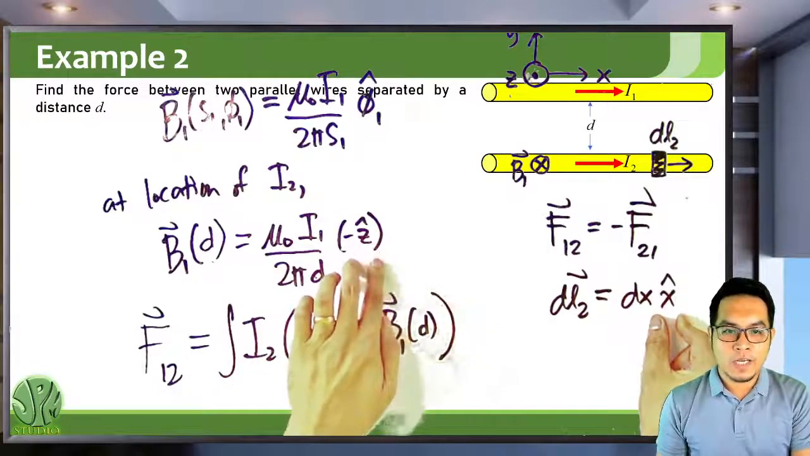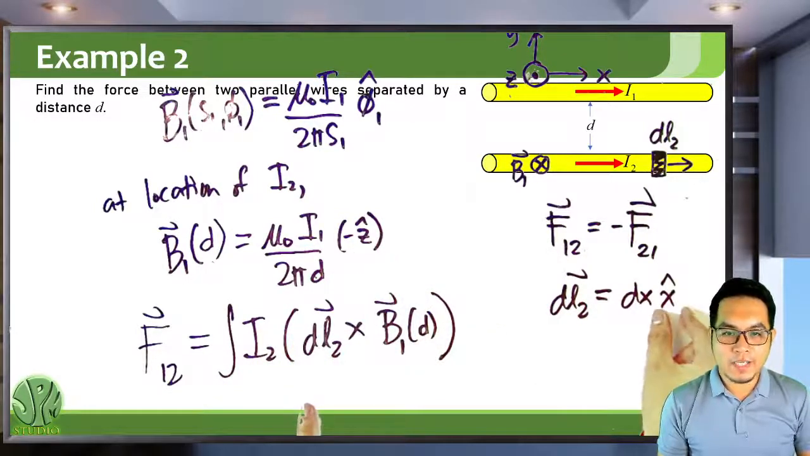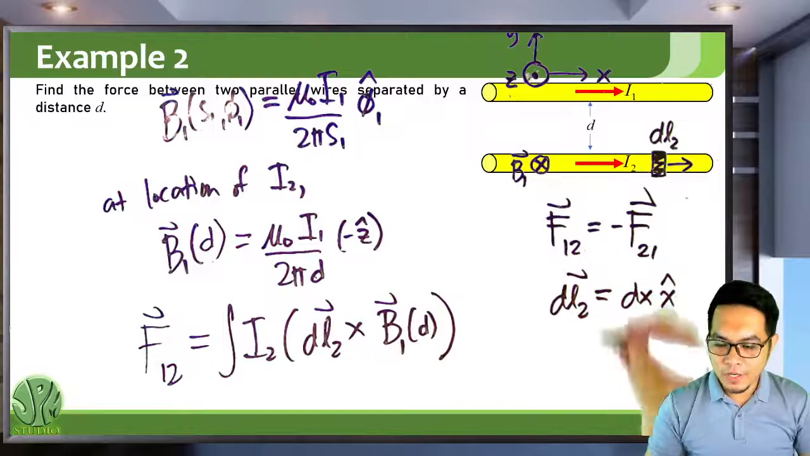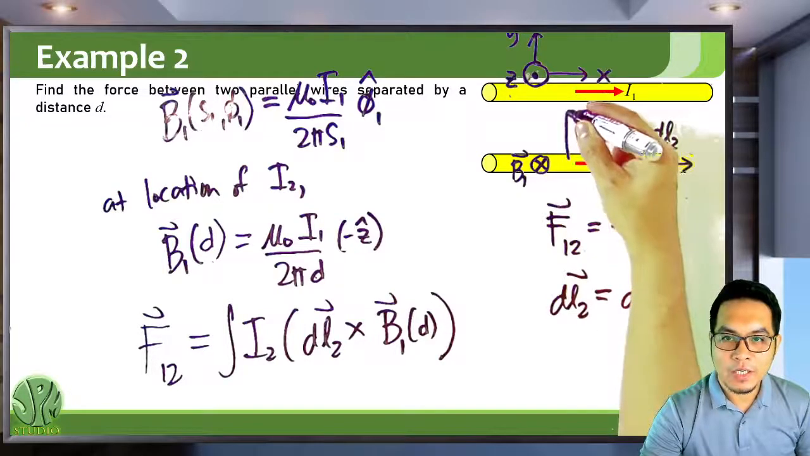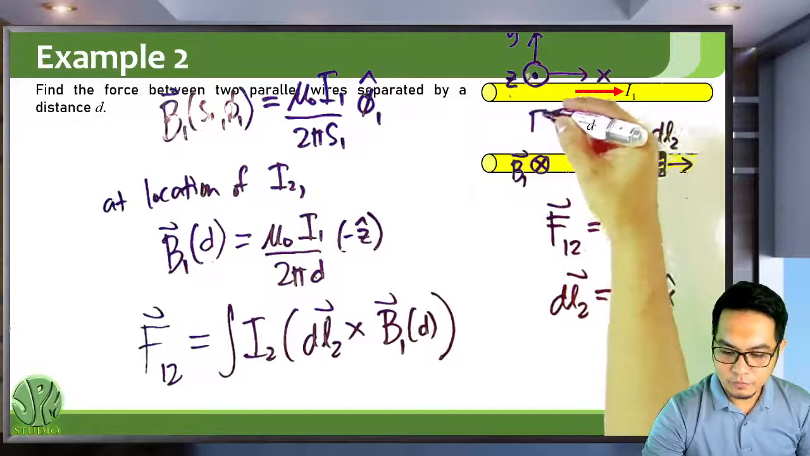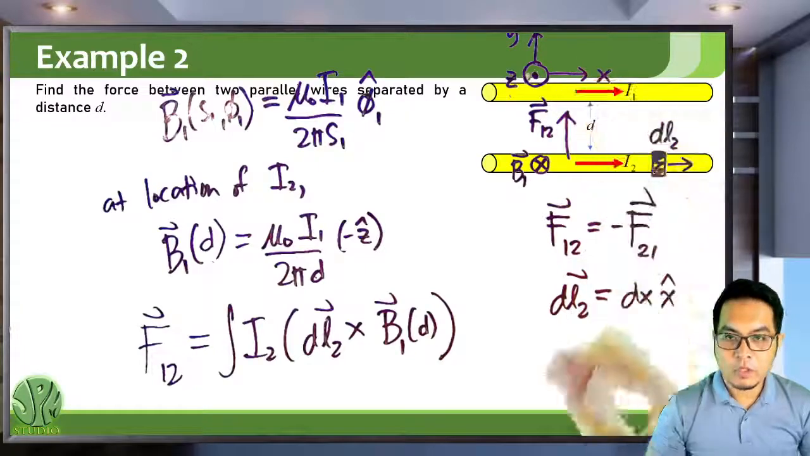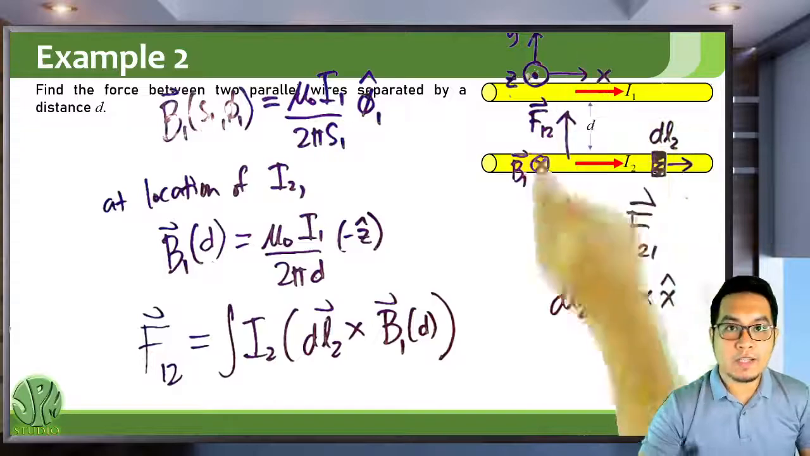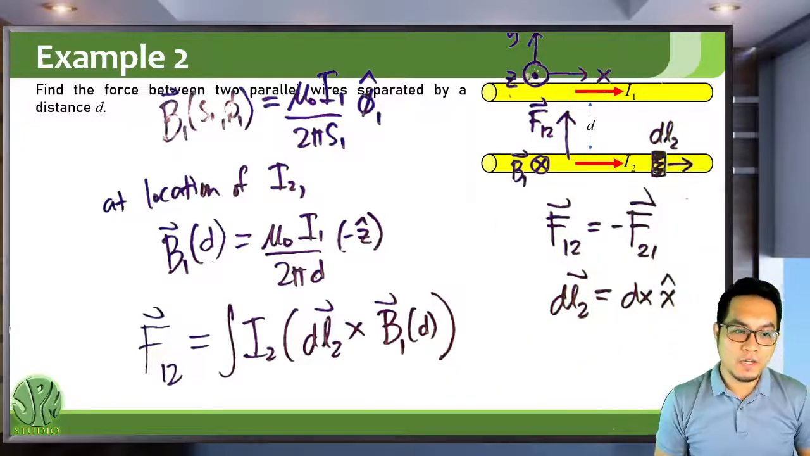So dL2, which is x hat, you cross it with B1, which is negative z hat. The answer of that is y hat. Therefore, F12 is in this direction. The force exerted by wire 1 on wire 2 is towards itself. So it is an attractive force.